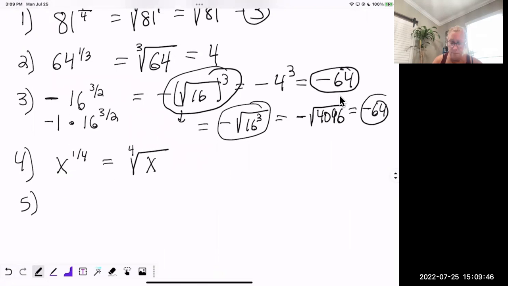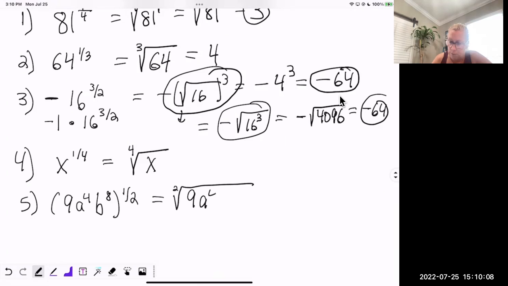Five. 9, a to the 4th, b to the 8th, to the 1/2 power. Well, if I rewrite this, we just did these problems. 1/2 means the square root. There's a little 2 here. There's 9, a to the 4th, b to the 8th. These are like our evens and leftovers, right? But I think they're all even.